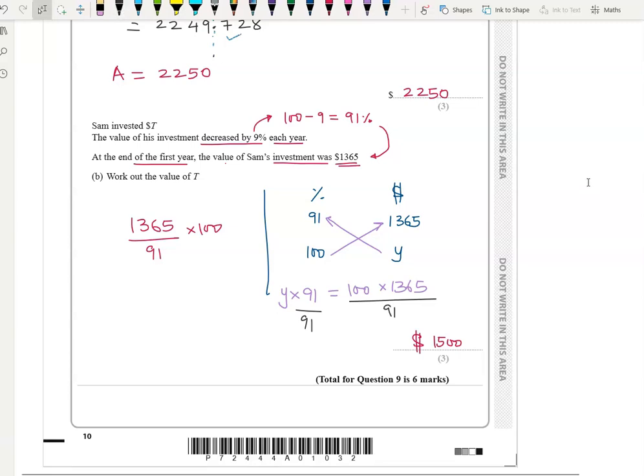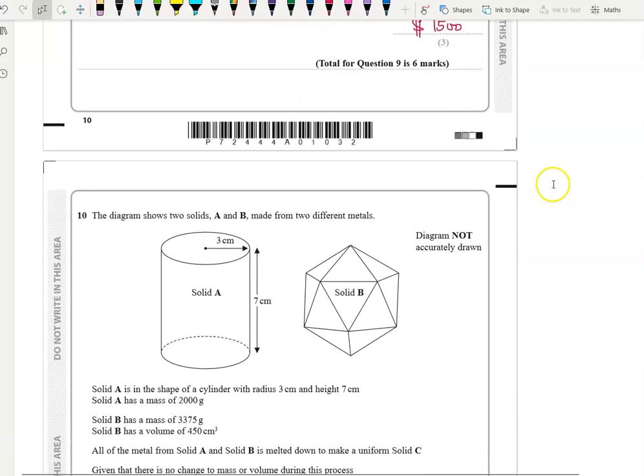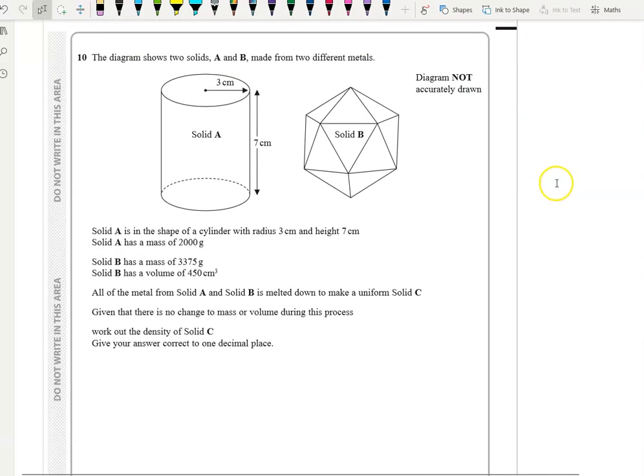Okay. Next one, question number 10. The diagram shows two solids A and B made from two different materials. The solid A is the shape of a cylinder with radius 3 and height 7. It has a mass of 2000 grams. Solid B has a mass of 3375 grams and a volume of 450 cubic centimeters. All of the metal from solid A and solid B is melted down to make a uniform solid C. There is no change to the mass or volume during this process. Work out the density of solid C.